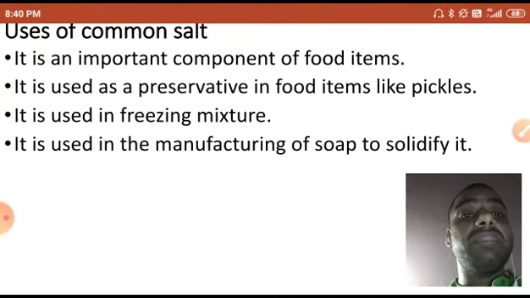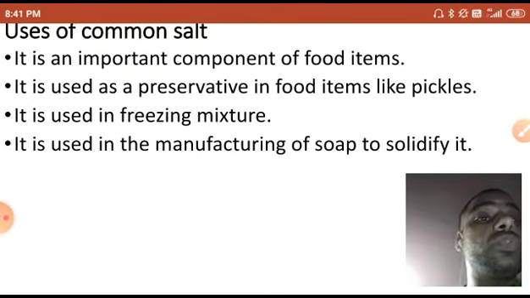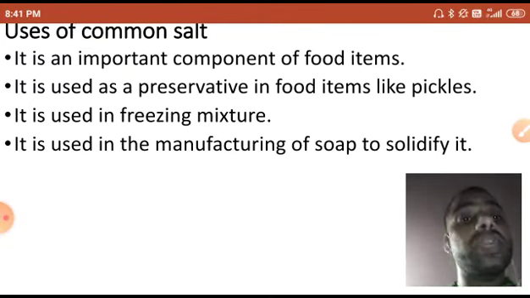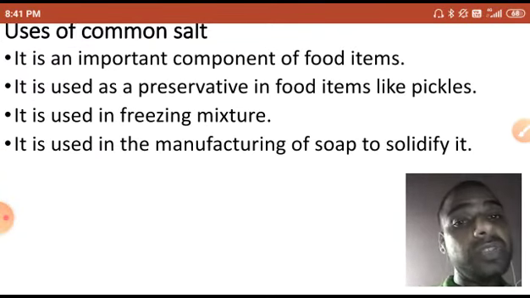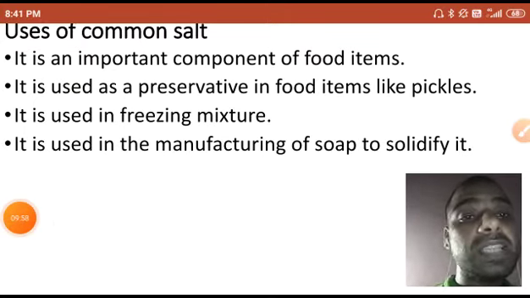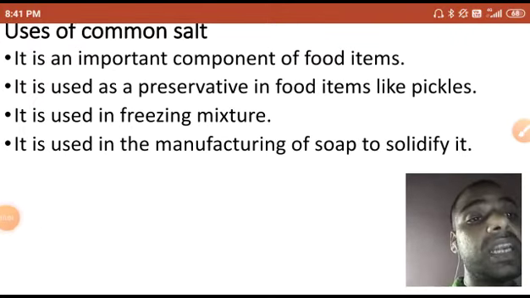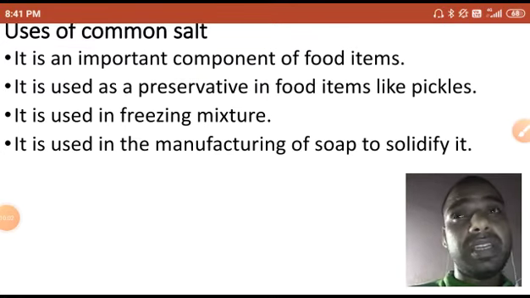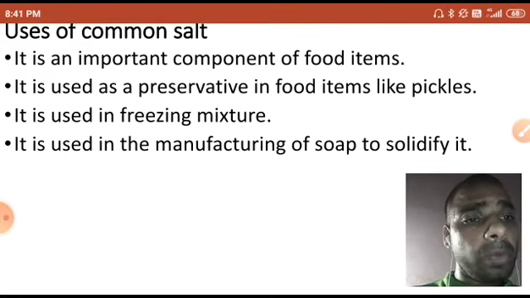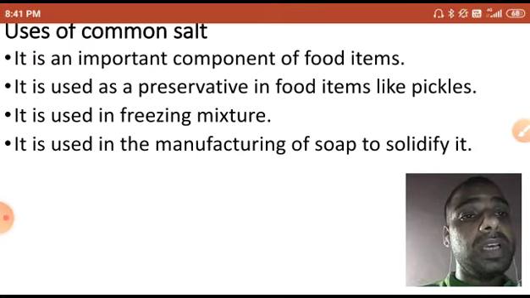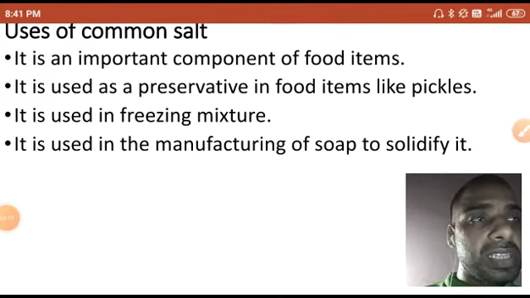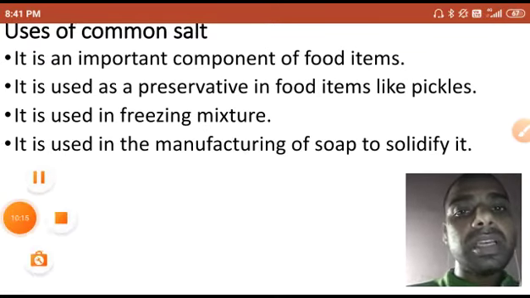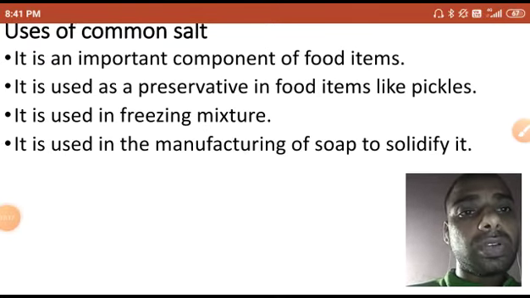It is used in freezing mixtures. And it is used in the manufacturing of soap to solidify it. For solidifying soap you can use NaCl. NaCl will quickly solidify the soap. Initially the soap is slippery and will not solidify, so in that case we add common salt, okay dear student.